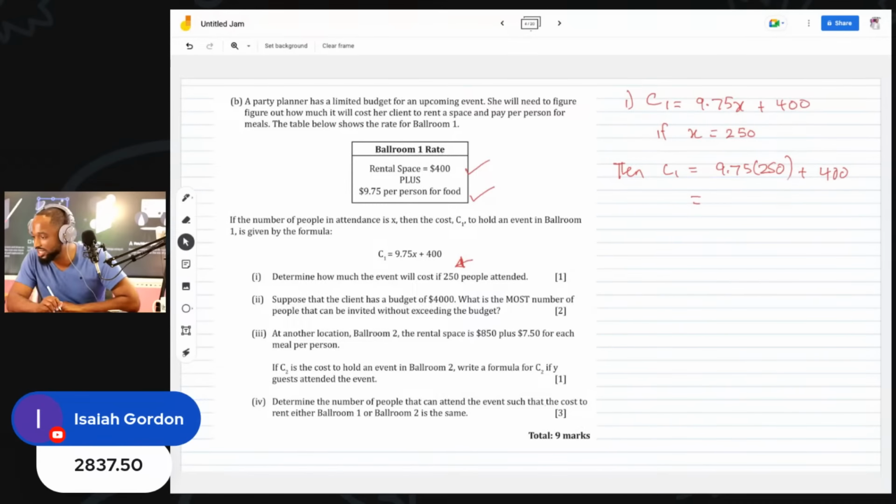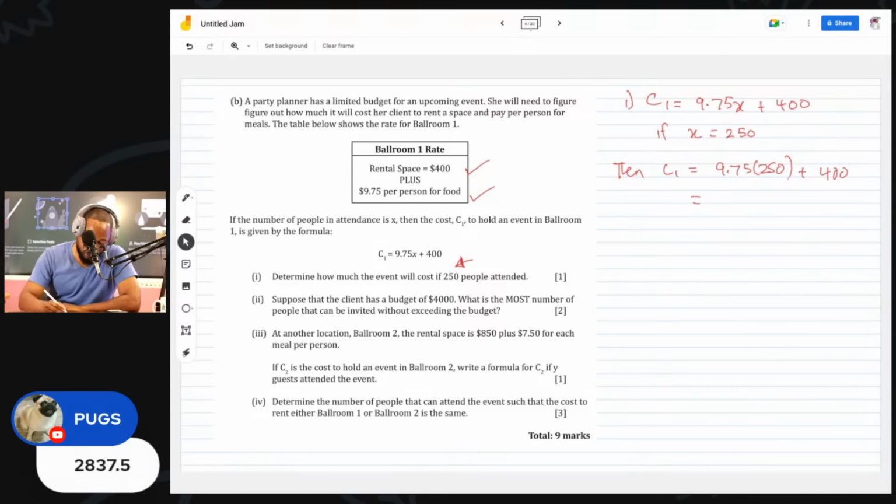Or does anybody else here have a different answer? I get 2837.50. So check it over. That's 1 mark. And suppose the client has a budget of 4,000.